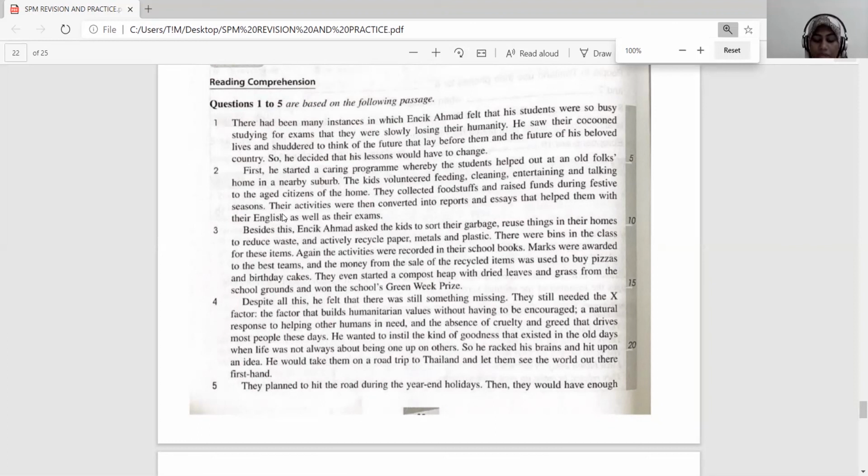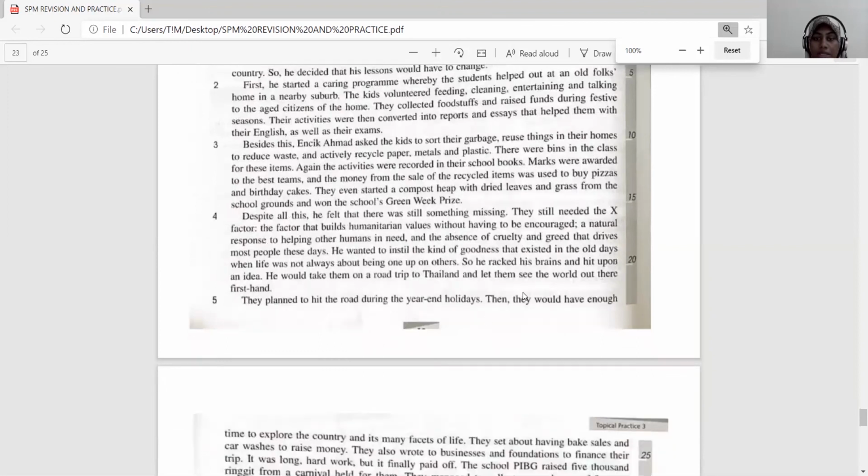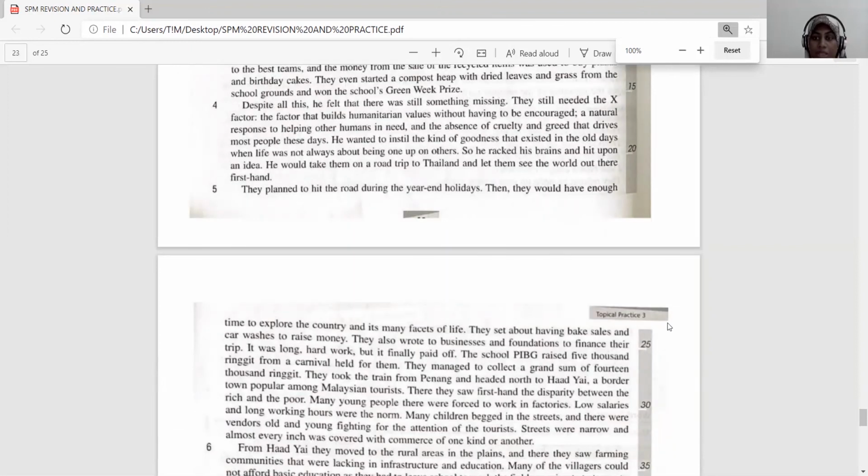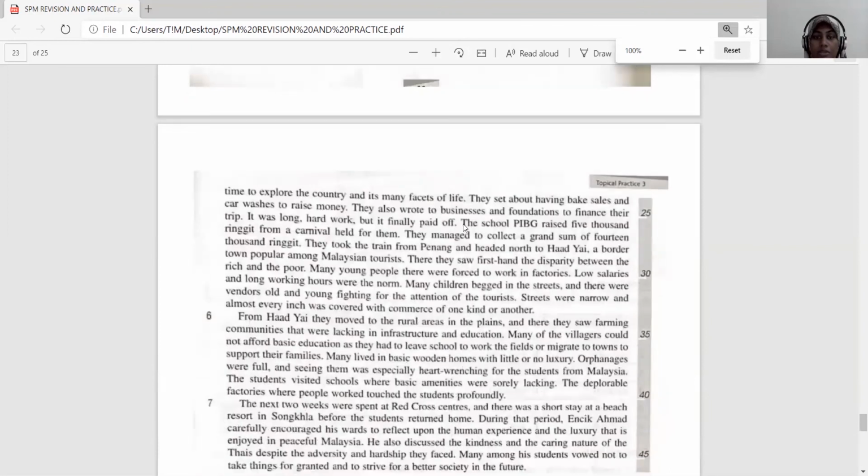Okay, then what happened? About the exam, you don't talk, right? Because that is the reward due to what they have done. Next, Encik Ahmad asked the kids to sort their garbage, reuse things, and also reduce waste by doing recycling. Okay. Then, despite doing all this, there is still a lack of X factor. So, Encik Ahmad wanted to bring them for a trip. To where? A trip to Thailand. All right, so they set a trip to Thailand, exactly.